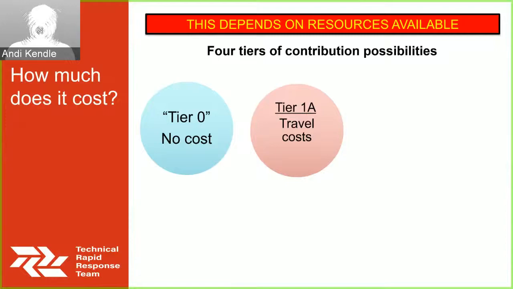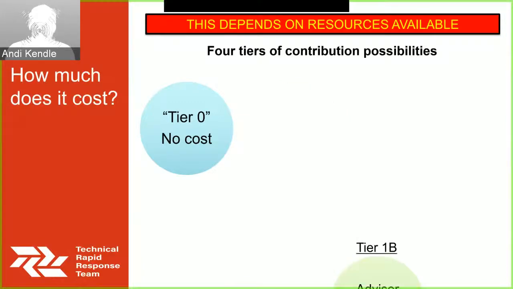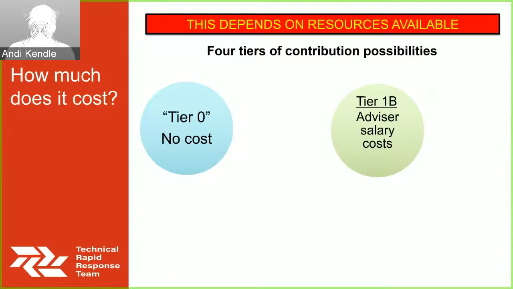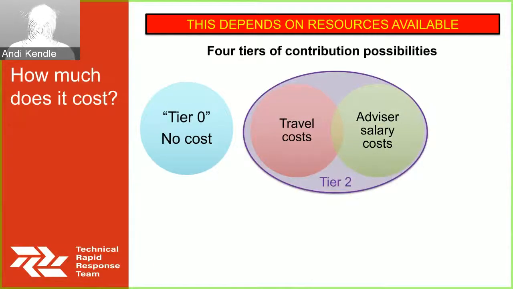So we have different tiers. Tier 1A is where the country or organization pays just for the travel costs of the advisor. That includes flights, accommodation, per diem, visas, things like that. The next possibility is 1B, where the country or organization pays just for the advisor salary or fees costs. Then the next possibility is tier 2. That's when the country or organization pays for both travel costs and the advisor salary costs. So this is the full cost of a deployment.